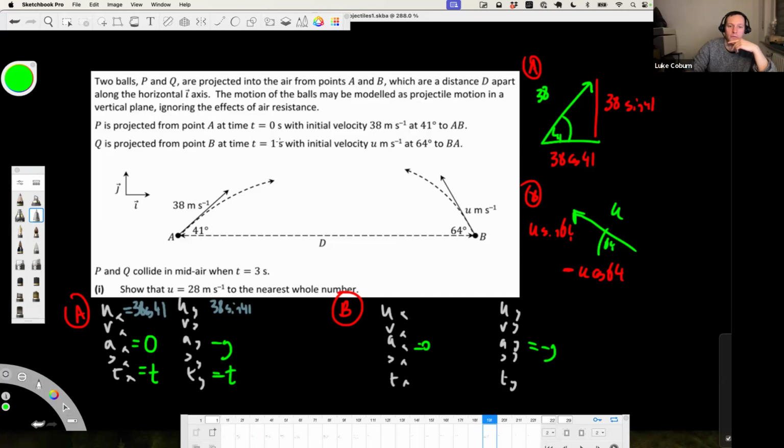For B, it was fired like 1 second later. So the first one, t was fired at 0, but the second one is fired at t equal to 1. So it's the same time, but it just has 1 second less.